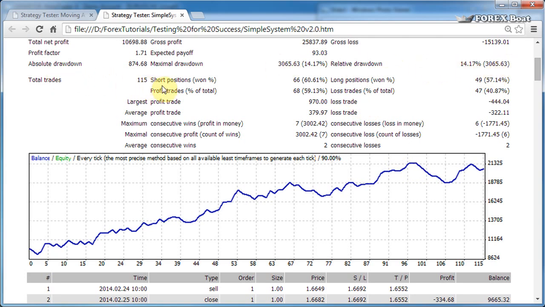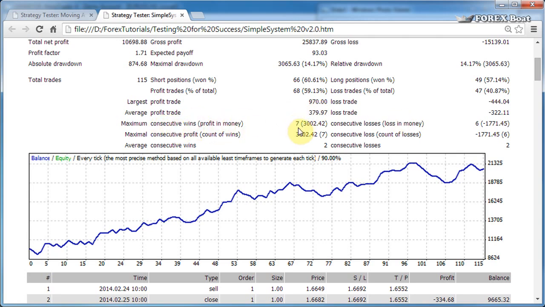Total trades is self-explanatory. Short positions, that's how many short positions we had, and what percentage of them we won. Same thing for long positions. Profit trades, we had a total of 68 profit trades, and that was 59% of the total number of trades we had. Similar for loss trades. Largest profit trade just tells you the value of the largest profit trade in dollars. Same thing for largest loss trade. Average, same thing. Maximum consecutive wins, and then profit and money.